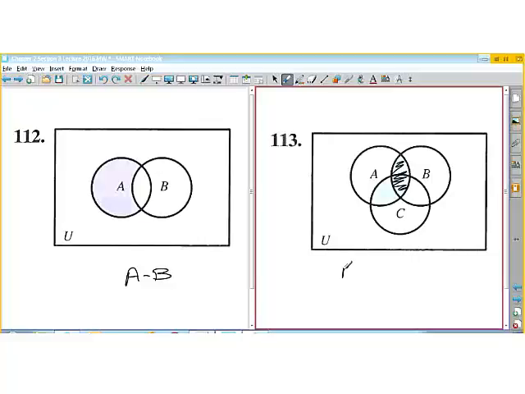So this part here is A intersect B. This area here is A intersect C. The whole thing, all of this stuff, which is what I'm looking for, is going to be A intersect B union A intersect C. And like I said, there's probably more than one way of doing it, but that's probably the easiest way.